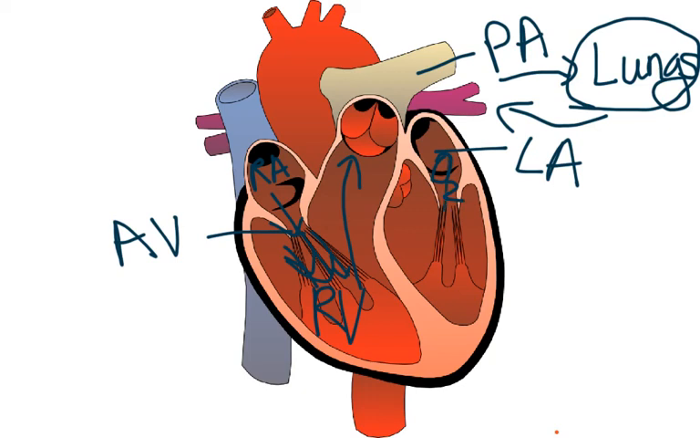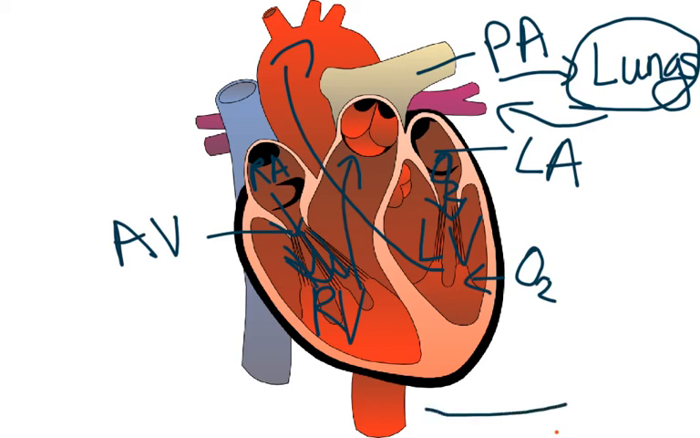It's then going to go through our bicuspid valve, also known as our left AV valve, down into our left ventricle. And again, this is oxygenated blood. And then it's going to go through the aorta. That's this big artery. So it's going to send that blood throughout the arteries and throughout the body, and it's going to come back again.